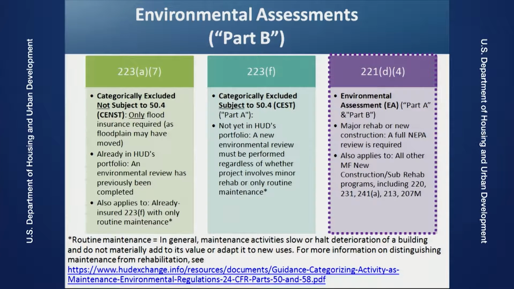Now I put this slide back up. You may remember it from yesterday with Liz, but it's very important and critical that you understand where we are now in the process. So we've already talked about categorically excluded, not subject to 50.4 projects, that's our 223(a)(7)s. And we've talked about categorically excluded subject to 50.4 projects, our 223(f)s. Now we've also included these environmental assessment projects, the 221(d)(4)s, as well as those listed at the bottom here. But what is special about the 221(d)(4)s and those other new construction projects listed there is that they require not only compliance with 50.4, but also these environmental assessment factors that we're going to be discussing now.